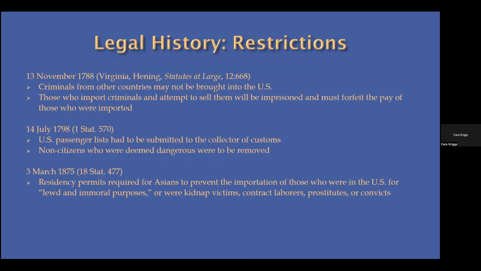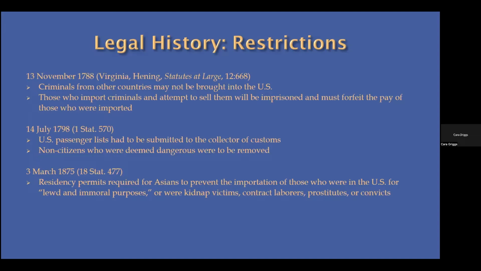Remember that not everyone was permitted to come to the U.S. Restrictions started off slowly. As early as 1788, Virginia passed a law forbidding the importation of convicts, which was surely a reaction to the British practice of transporting convicts to their colonies. 10 years later, immigrants who were deemed dangerous could be deported.